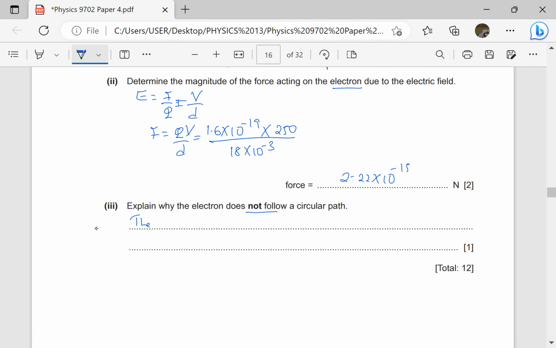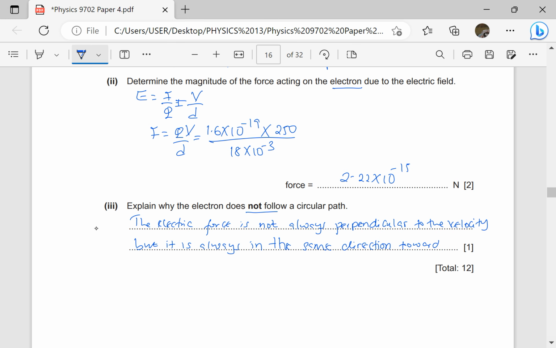So I would say the electric force is not always perpendicular to the velocity, but it is always in the same direction towards P. It's always in the same direction towards P. In that case, it is towards P. So it does not provide the centripetal force.